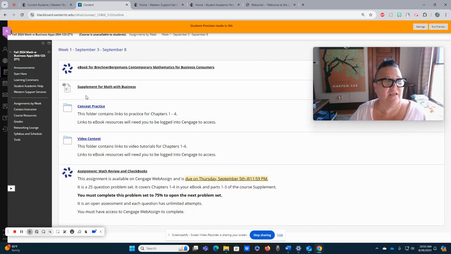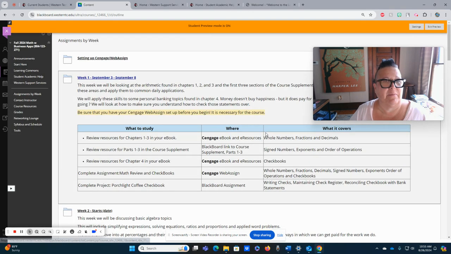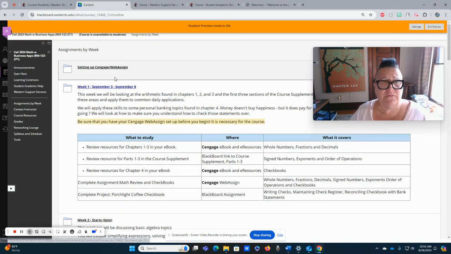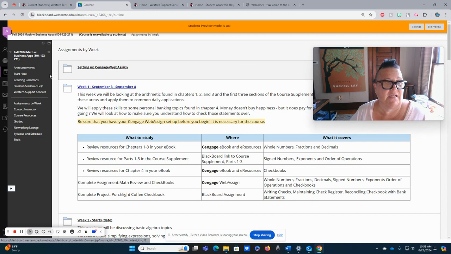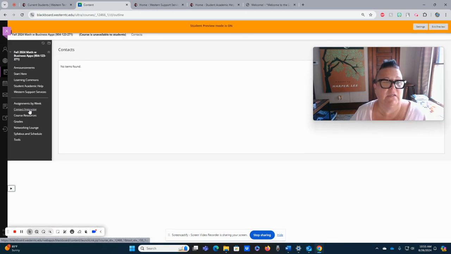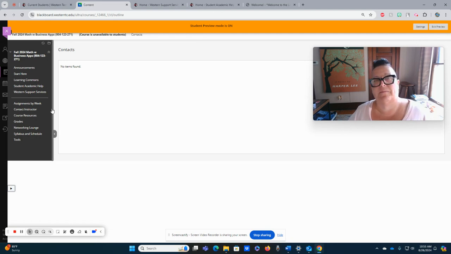Okay, so when I go back out, I'm going to go back to assignments by week. The very first one here is going to be setting up Cengage WebAssign. You'll want to start there. Until you set up Cengage WebAssign, you will not be able to complete any of the WebAssign problems, so you will want to go ahead and do setting up WebAssign first. The contract instructor, oh, I thought I had this. This is where you're going to find my contact information. I'll be sure to fill that in.